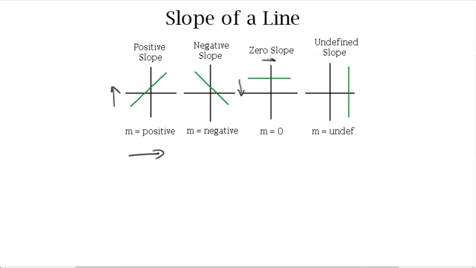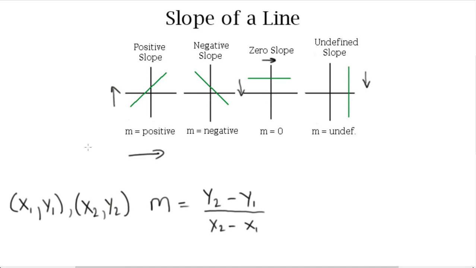This line is neither increasing nor decreasing, and this line is dropping very steeply, just like dropping off of a cliff. So that's undefined. That means we can't put any number to that. It's dropping too fast. And so these will be the only 4 types of slope that you'll ever see: a positive slope, a negative slope, a zero slope, or an undefined slope. The symbol for slope is m.